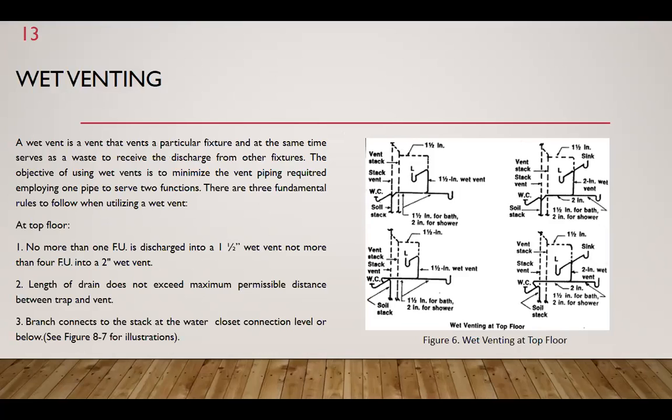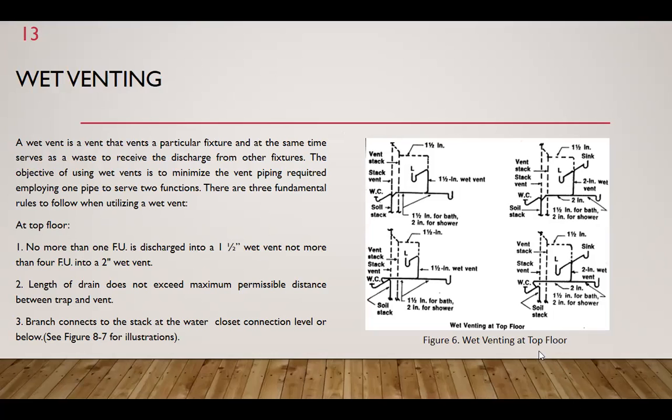Wet bending. A wet bend is a bend that bends a particular fixture and at the same time serves as a waste to receive the discharge from other fixtures. The objective of using wet bends is to minimize the bend piping required, employing one pipe to serve two functions. There are 3 fundamental rules to follow when utilizing a wet bend.